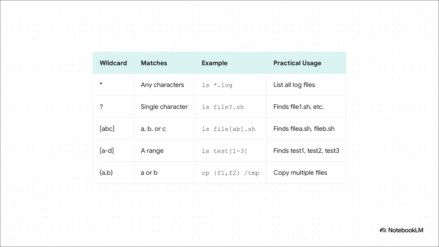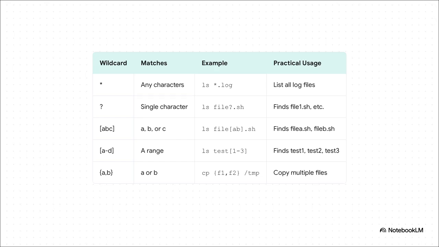Let's break down the main tools you'll be using. The asterisk? That's your workhorse. It matches anything and everything. So ls *.log finds every single log file, no matter the name. The question mark is a bit more precise. It matches just one character. Then you have square brackets, which are great for defining a set or a range, like finding test1, test2, and test3.